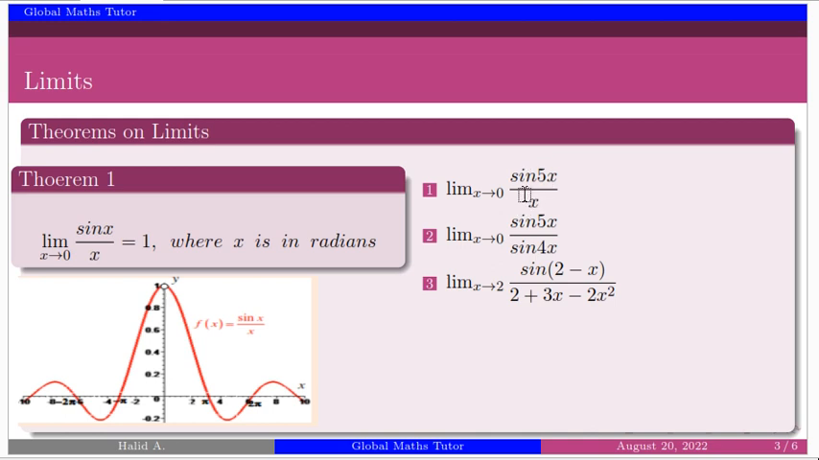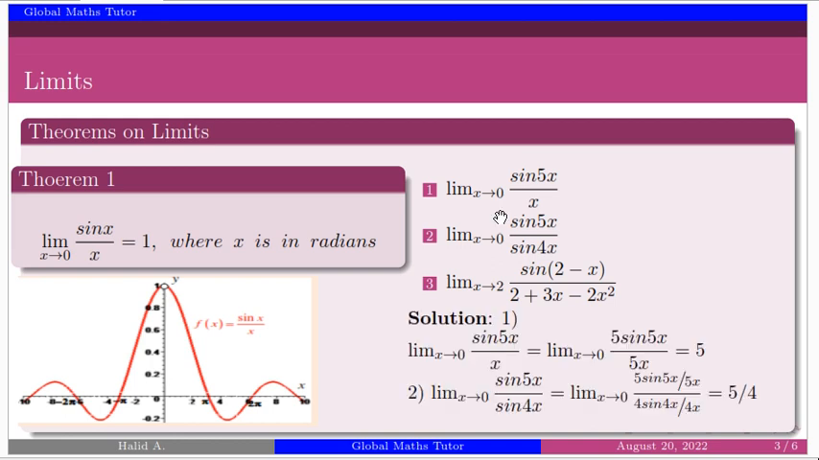So sine 5x over 5x looks like sine x over x. If we relate this 5x by, for example, y, then this will be the same. So for these kinds of limits, we're going to multiply both numerator and denominator by 5, and this 5 can come out from the limit, and the limit of sine 5x over 5x will be 1, so 5 times 1 will be 5. For the second case, sine 5x over sine 4x.